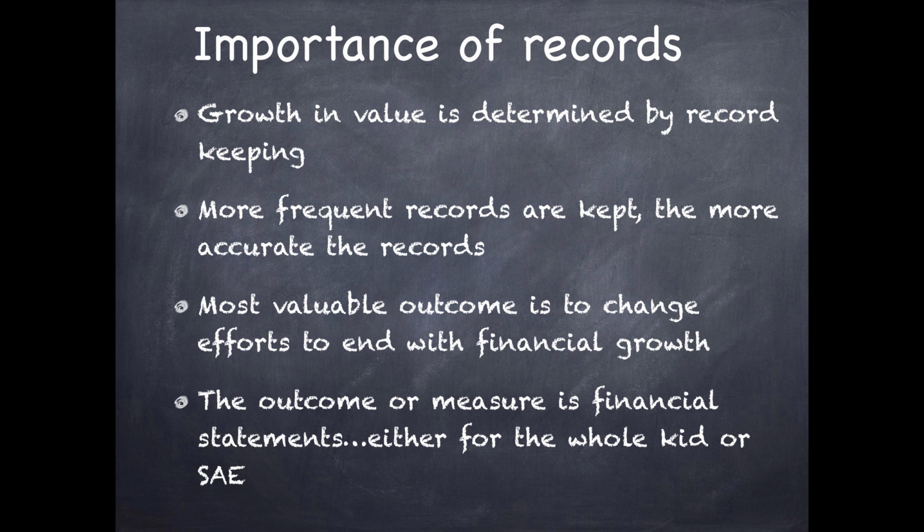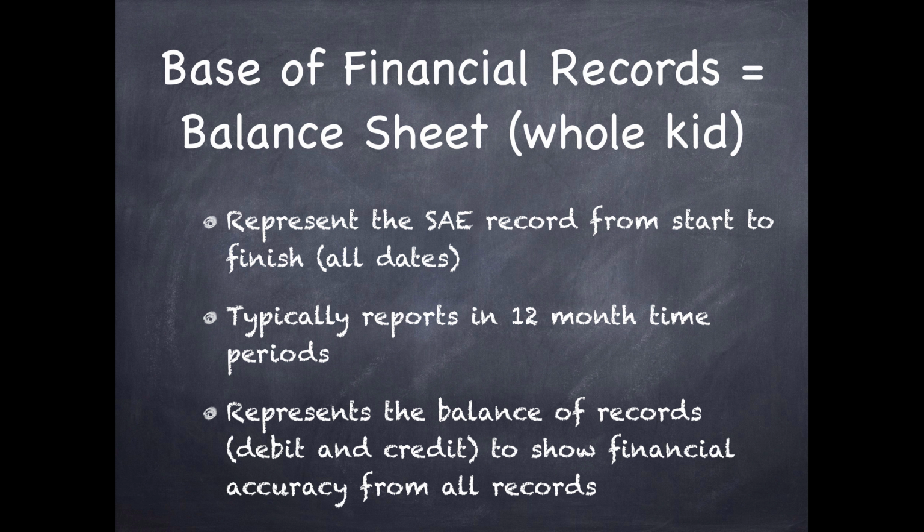Finally, the outcome is really financial statements. So as students keep those records, these financial statements come into play. And sometimes we're talking about the whole kit overall or just one SAE. So let's first talk about the whole kit. That's called a balance sheet. A balance sheet represents SAE records from start to finish, all dates. They represent personal and SAE. Typically, they show up in 12-month periods, like January 1st to December 31st of 2017, and then the next would be 2018 and 2019.